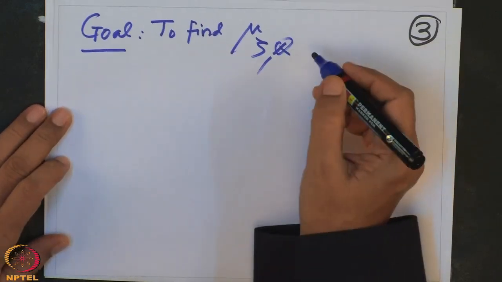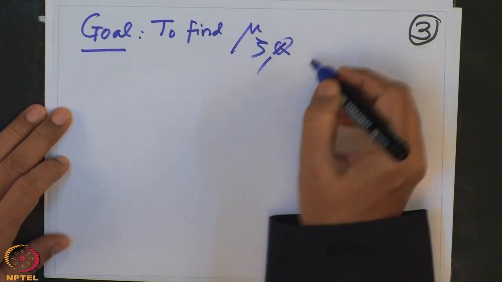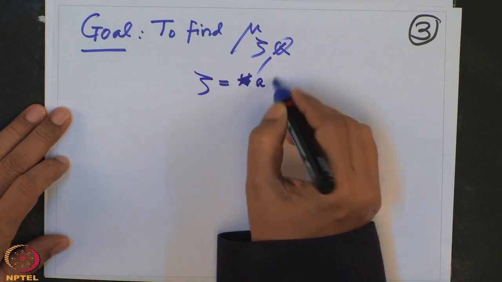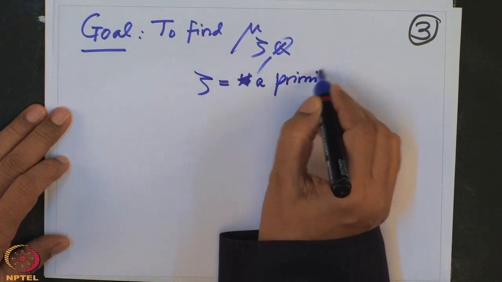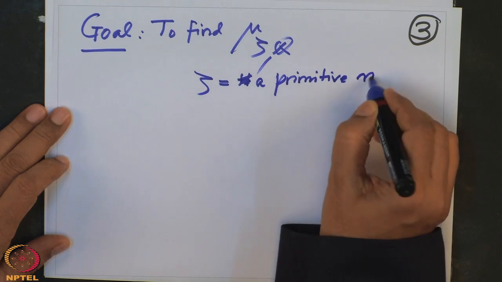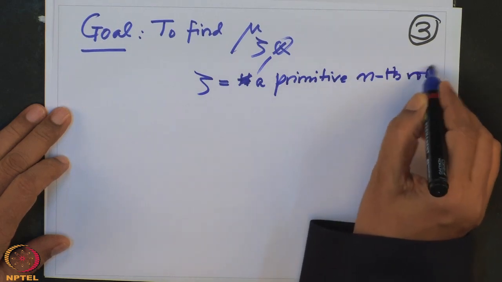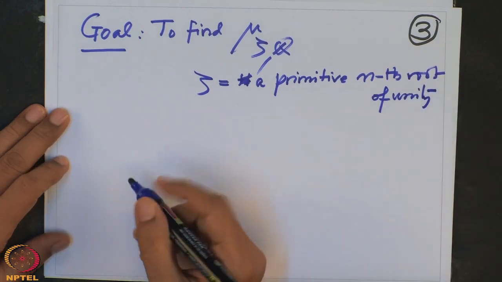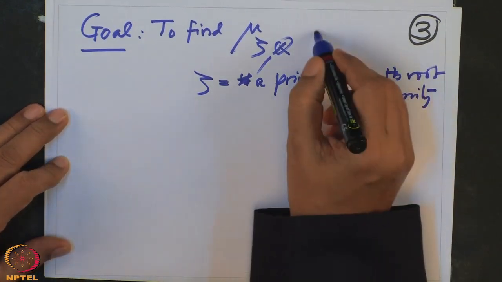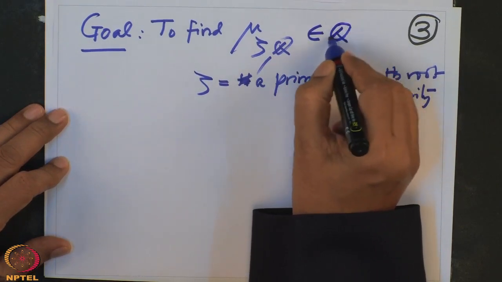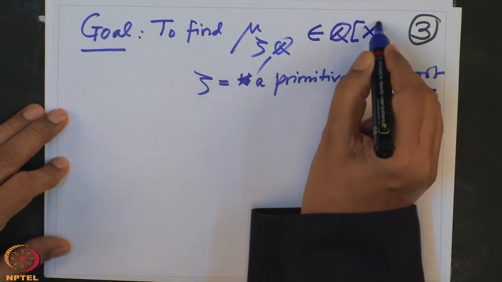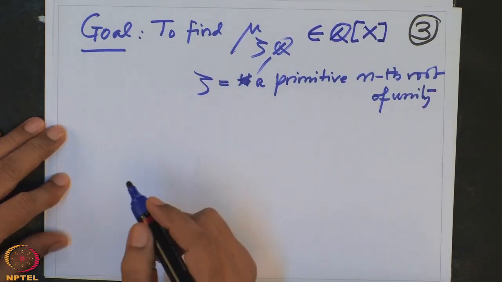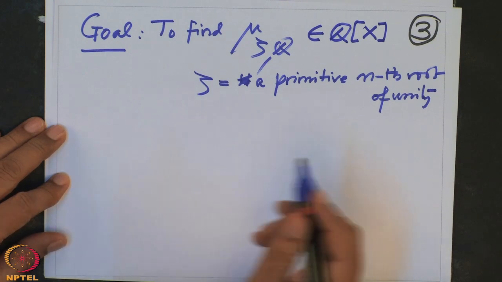So this is the minimal polynomial of zeta over Q, where zeta is a primitive nth root of unity. This is what we want to find, and this is a polynomial in Q[x], monic, and zeta is a zero of this polynomial. That is the information we know.